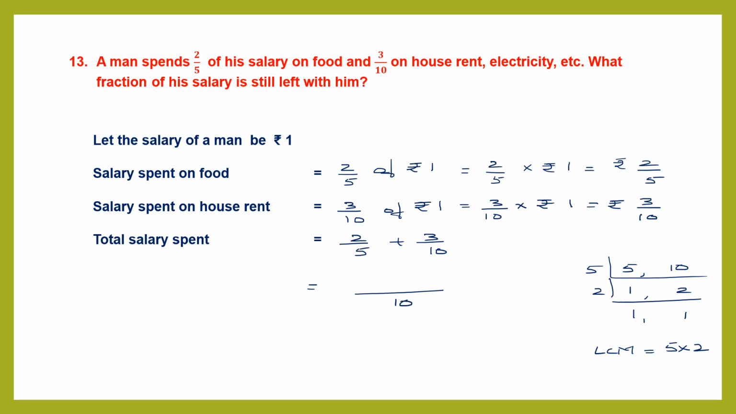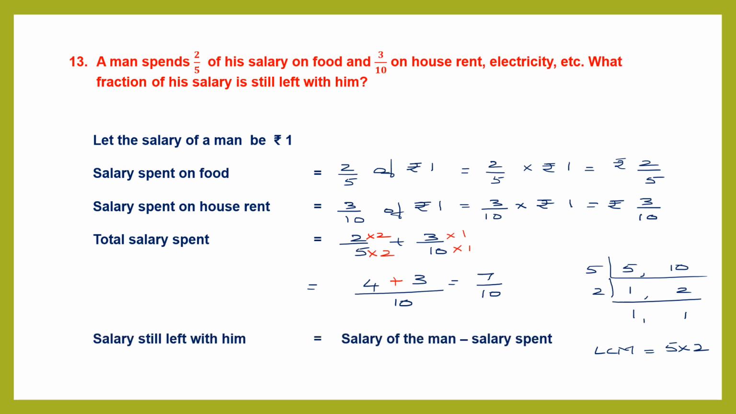Now let's see the numerators. 5 into 2 is 10. So 2 into 2 is 4. Plus, now 10 into 1 is 10. So 3 into 1 is 3. So this will be 4 plus 3. So this is 7 by 10. So total salary spent is 7 by 10. That means salary still left with him will be the salary of the man minus the salary spent. So this is the salary of the man, 1 rupee. And the salary spent is 7 by 10.